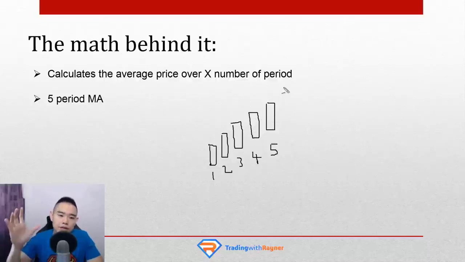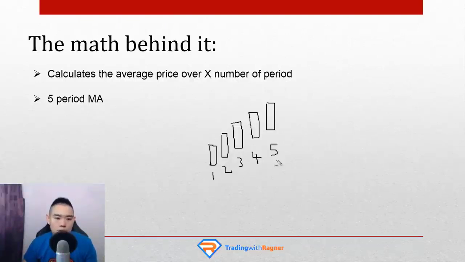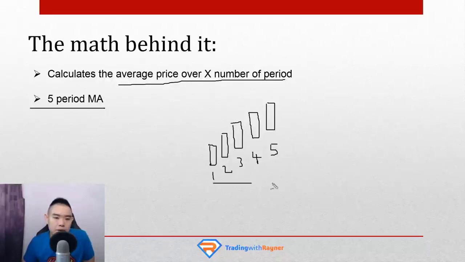So let's say you overlay this chart with a 5-period moving average. What will the value of your moving average be? Well, it's going to be pretty simple. What you're going to do is add the total of these closing prices, so 1 plus 2 plus 3 plus 4 plus 5, and you divide by 5 since we are calculating the average price over X number of periods. Our X number of periods in this case is a 5-period moving average. So you take 1 plus 2 plus 3 plus 4 plus 5, divide by 5, and your answer will be $3.